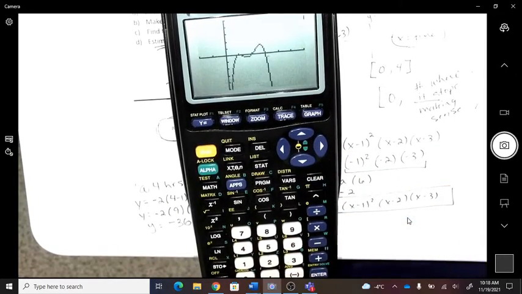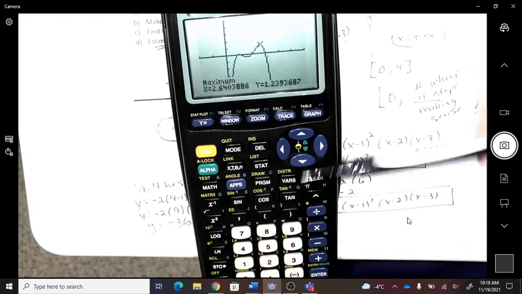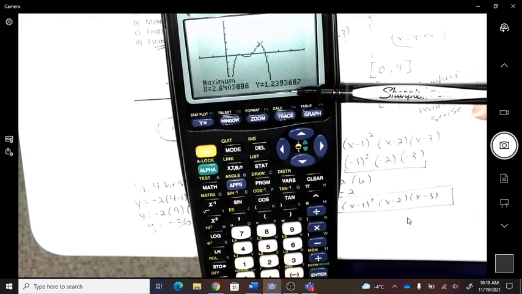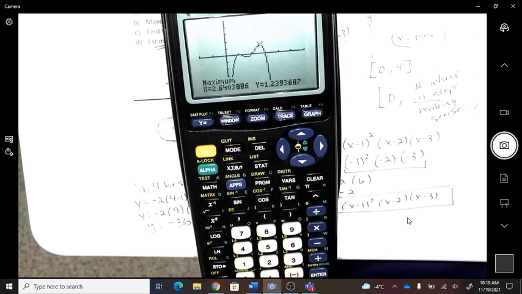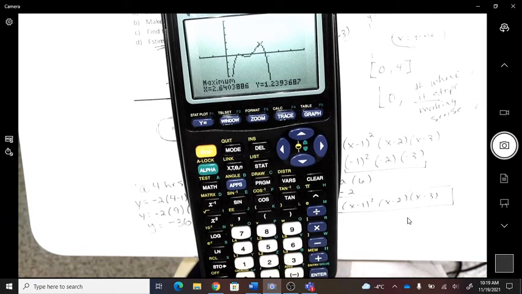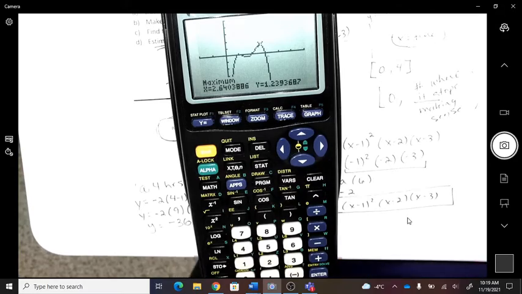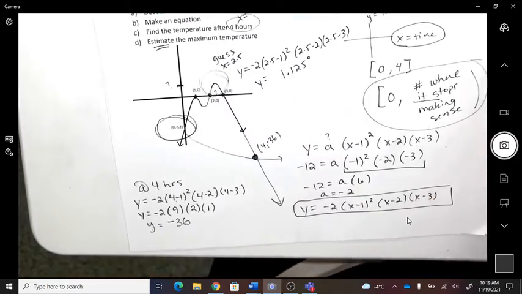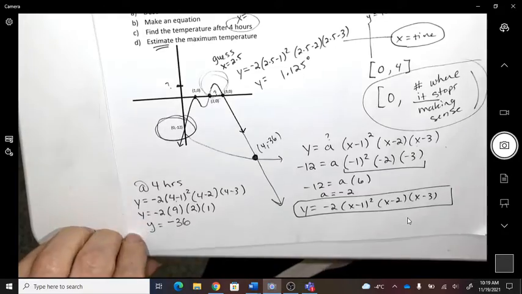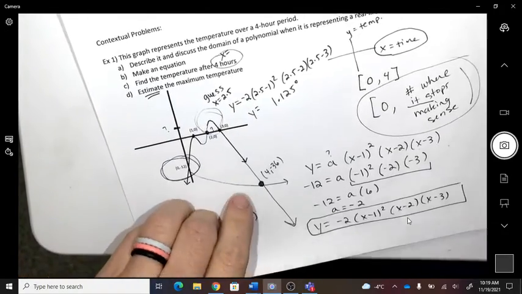The highest temperature actually got to 1.24 degrees at 2.6 hours. Okay? But we were estimating. All right. Is that good? So you'll have one of those on the test. Okay, and the other question is a box volume.